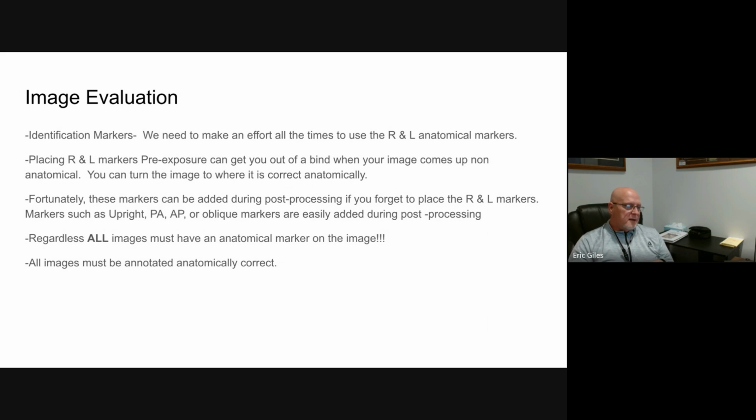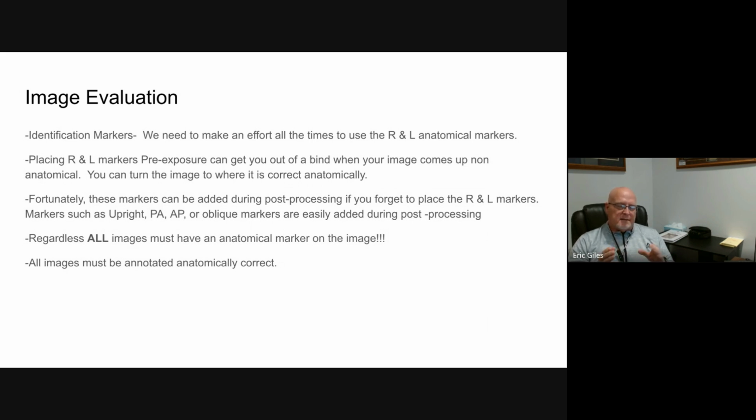Placing right and left markers pre-exposure could get you out of a bind when your imaging comes across non-anatomical, which we'll talk more about. Say you take an abdomen x-ray, right? And you forgot to put your right or left marker on there. Now the image comes up upside down, let's say, which happens sometimes. You don't know which side is right and which one is left. It can really put you in a bind.